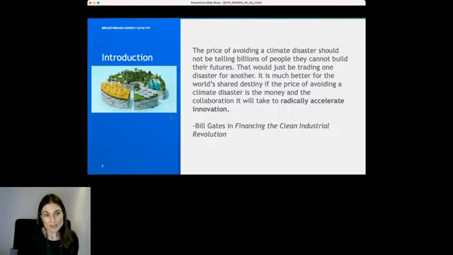So this framework seeks to explain the mechanism by which early investment can radically accelerate innovation. And we know that radically accelerating innovation in emerging climate technologies really is necessary to achieving some of the world's goals, such as a net zero by 2050 future.